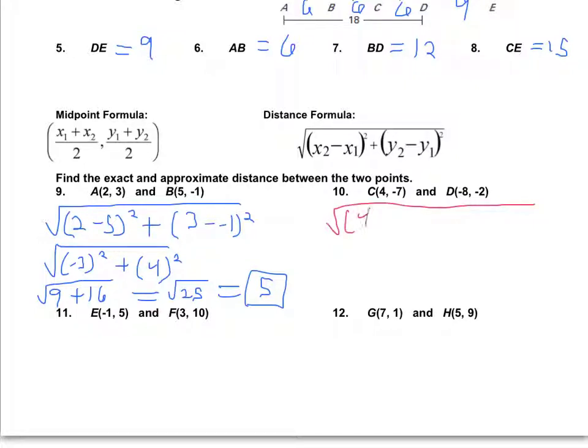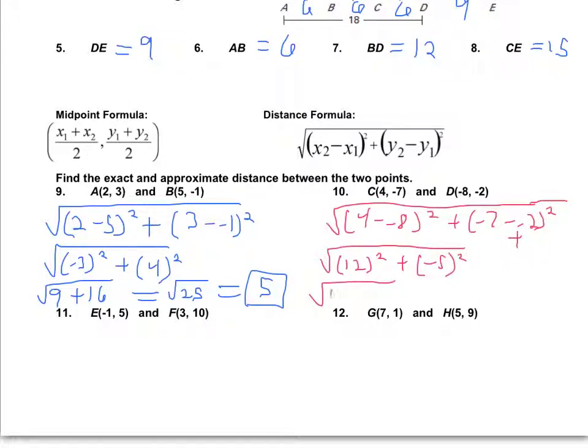So I'll do 4 minus negative 8 squared for x's. Negative 7 minus negative 2 squared for y. So yeah, watch all those negatives there. So for the x's, 4 minus negative 8, that's going to be positive 12 squared. And for the y's, negative 7 minus negative 2, that's really negative 7 plus 2. So it's going to be negative 5 squared. So that is 144 plus 25, which is 169. Hey, that one actually works out evenly also. If you enter that into the calculator, it comes out exactly to 13.